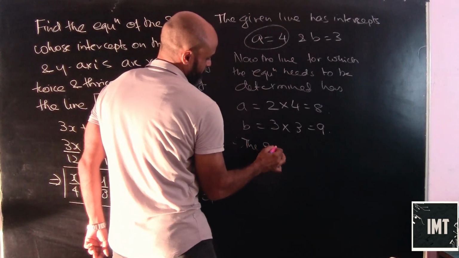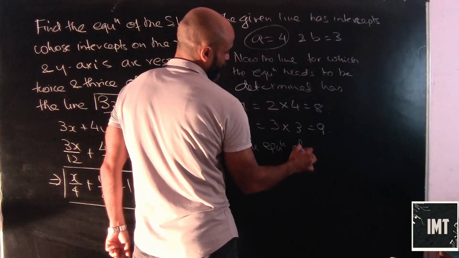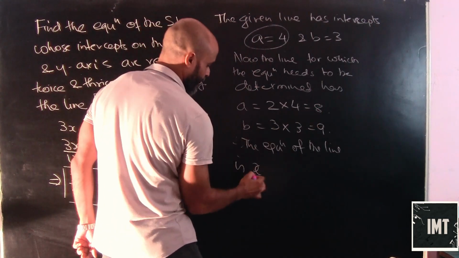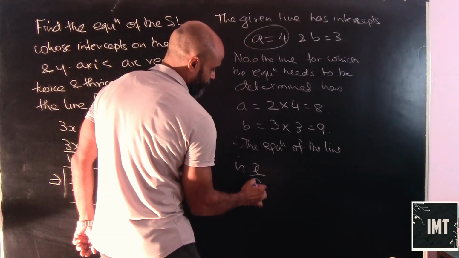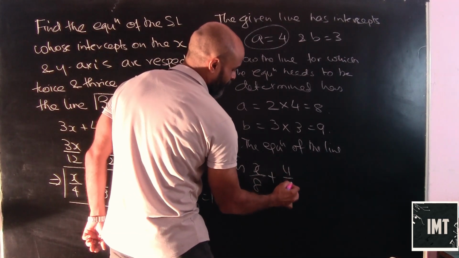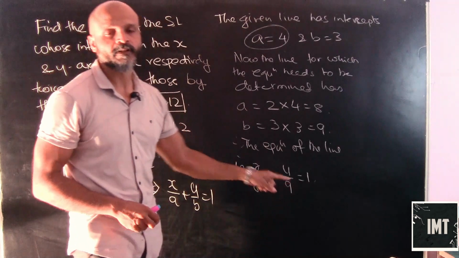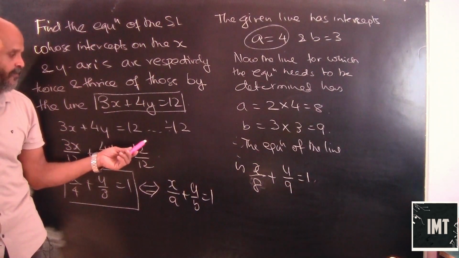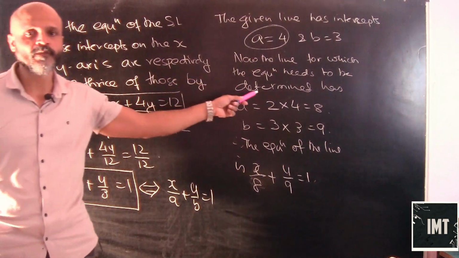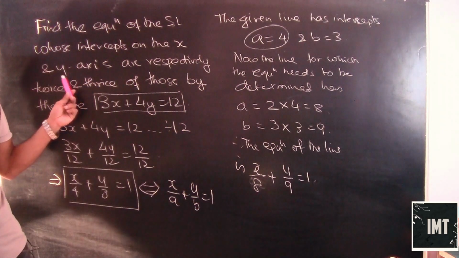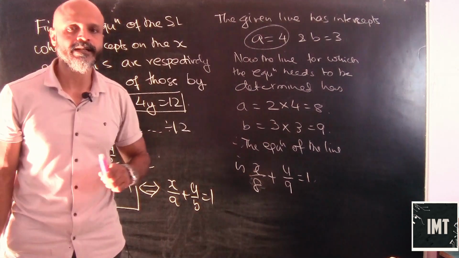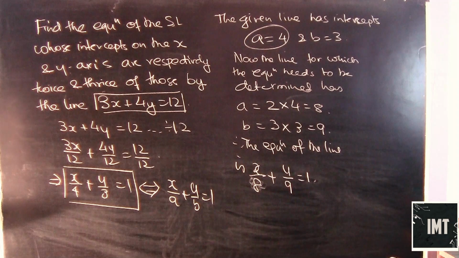So the equation of the line is x by 8 plus y by 9 is equal to 1. Okay. So here we have been given a line on the basis of which we have to find the equation of another line, and we have been given that the x intercept is twice and the y intercept thrice of those of the given line. So that is how we will calculate this entire thing. You can take a snapshot while we move on to the next problem.